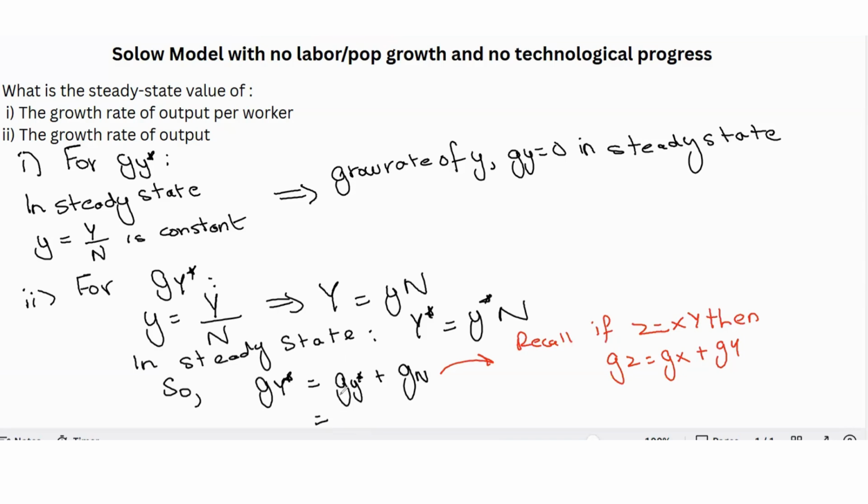So now we know the growth rate of output per worker we just found is 0, and growth rate of labor is also equal to 0 because the assumption is labor is constant. So overall it is 0, the growth rate of output. So in steady state, growth rate of output and growth rate of output per worker are both 0 in this Solow model with no population growth and no technological progress.